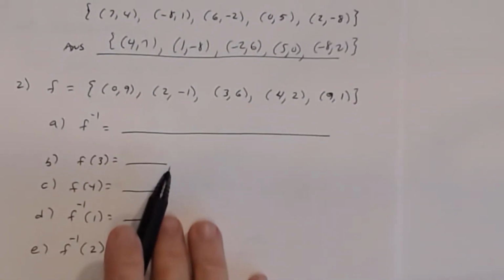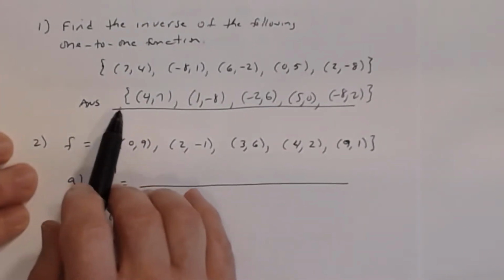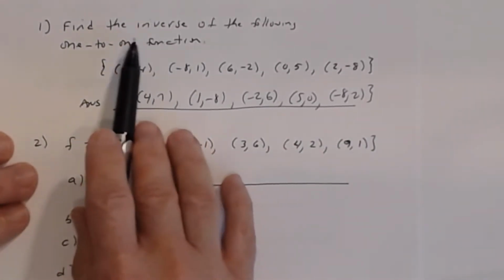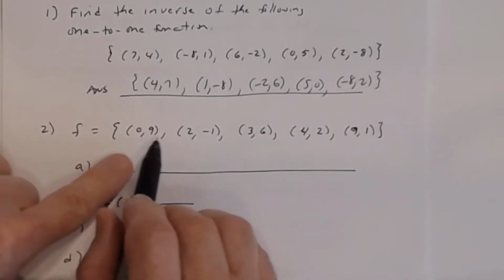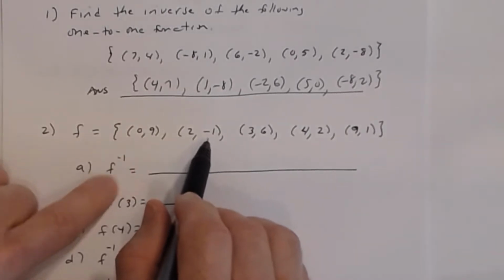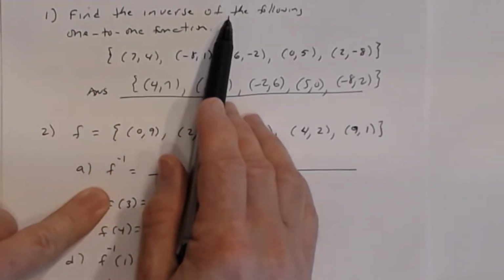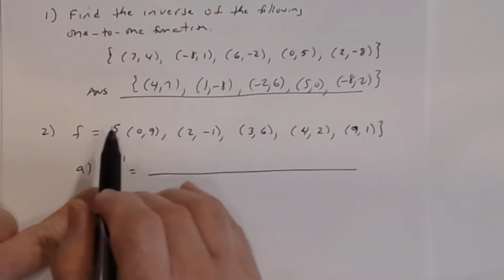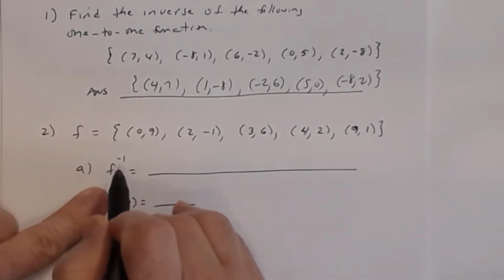So let's look at the next one. Notice, in the last one all I said was find the inverse, so you just have to do this. Here, though, you're given the set of ordered pairs, but I didn't use the words find the inverse. I used this instead. So if you see this, remember this negative 1 means inverse. So I want you to find f inverse.